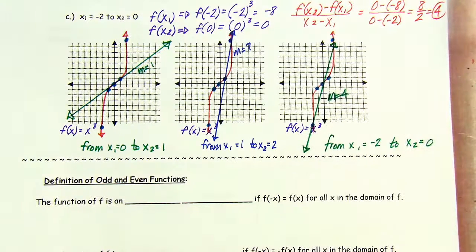So really, all you're doing is finding the slope of the secant line, and that's giving you the average rate of change of a function. If you have any questions on it, please ask.